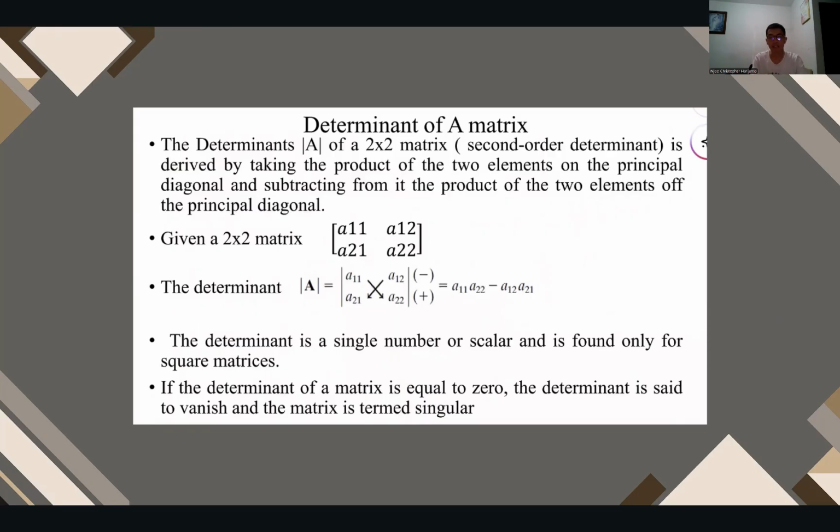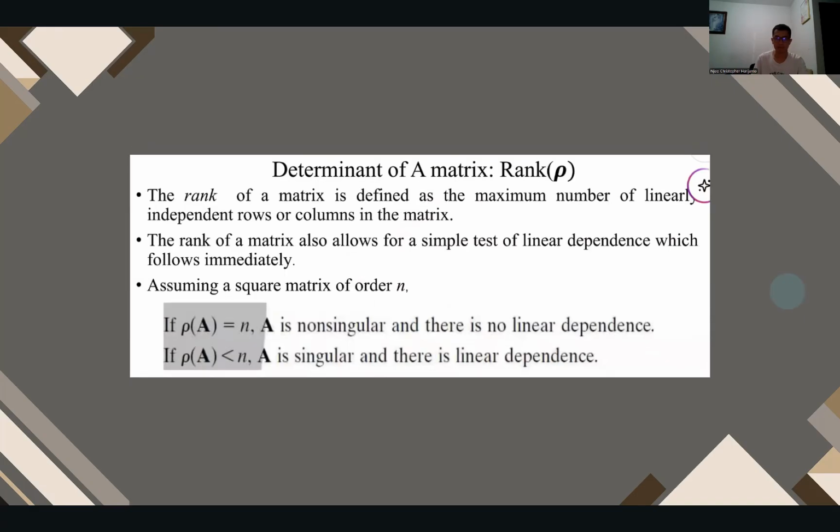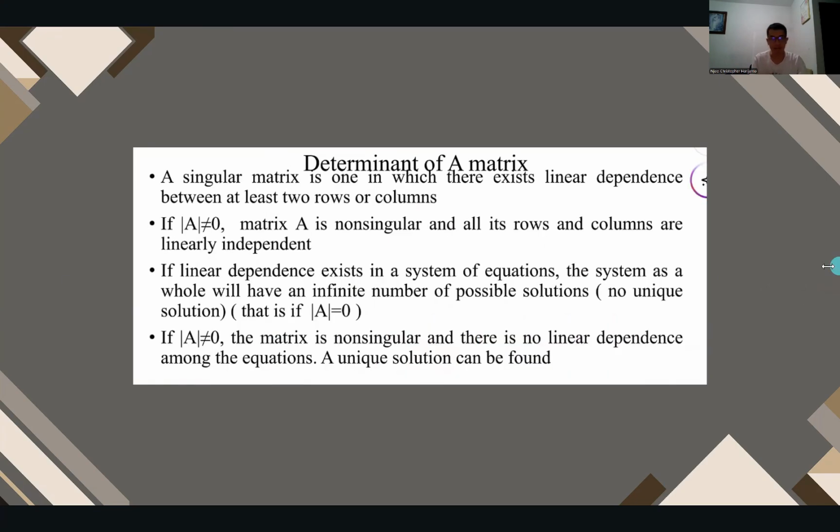Now the determinant, starting with 2x2, following the formula for the determinant. I'm going to skip this one. And remember, if it's non-singular, it means the determinant is not zero, which means all the rows or columns are linearly independent. And if the determinant is zero, it means there are an infinite number of possible solutions.